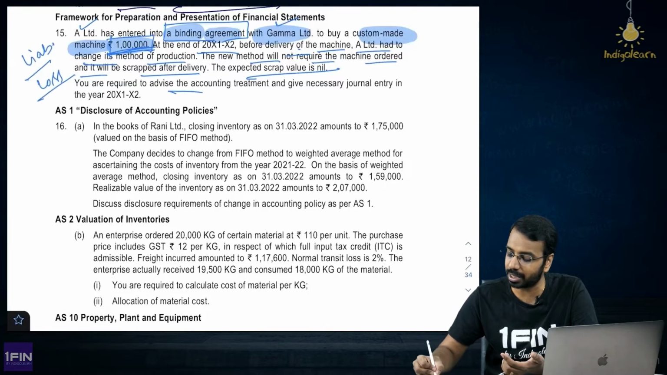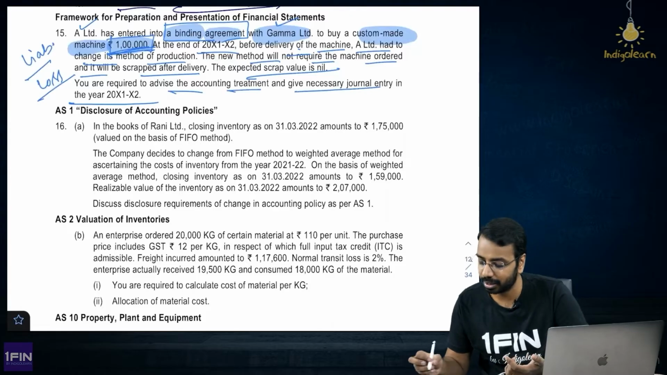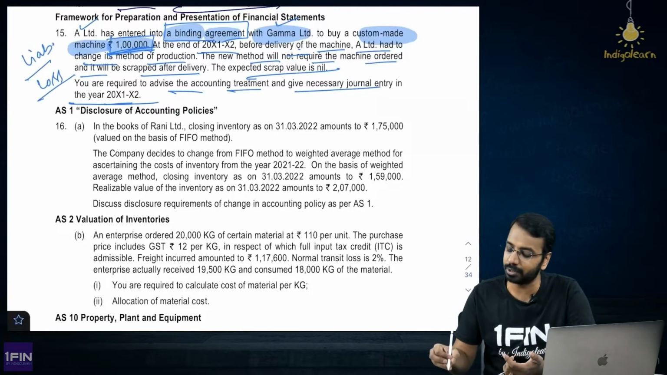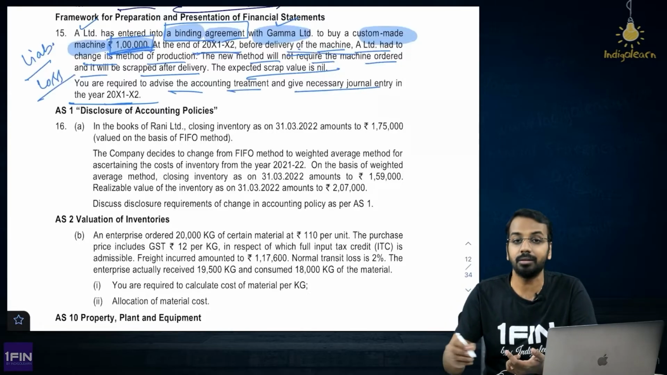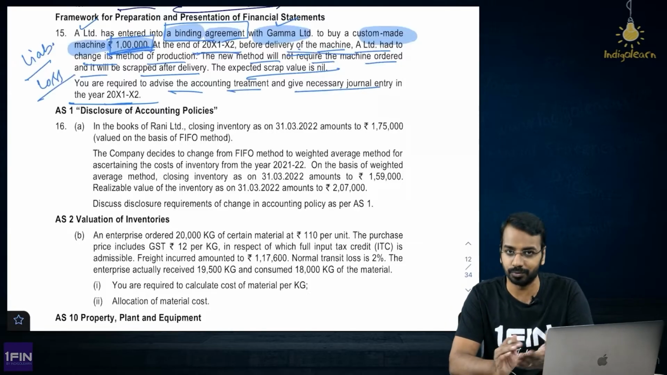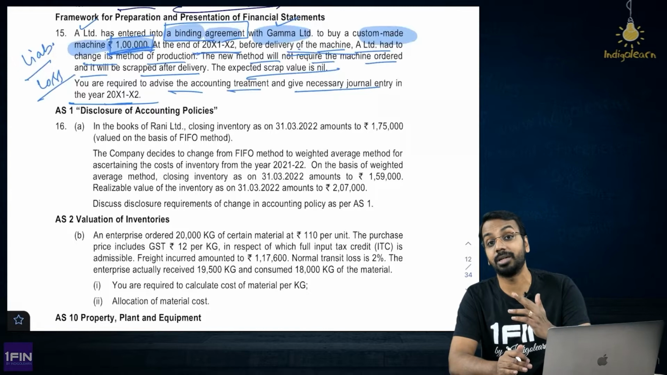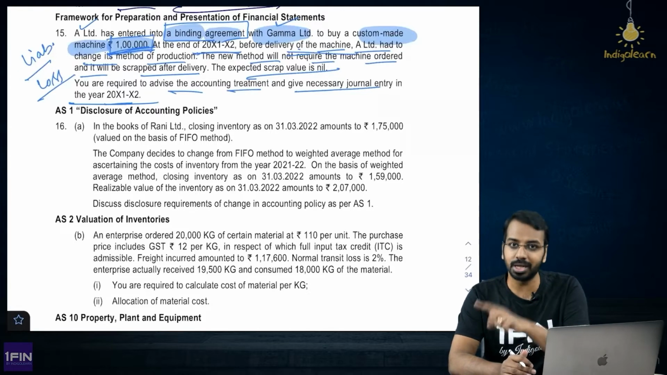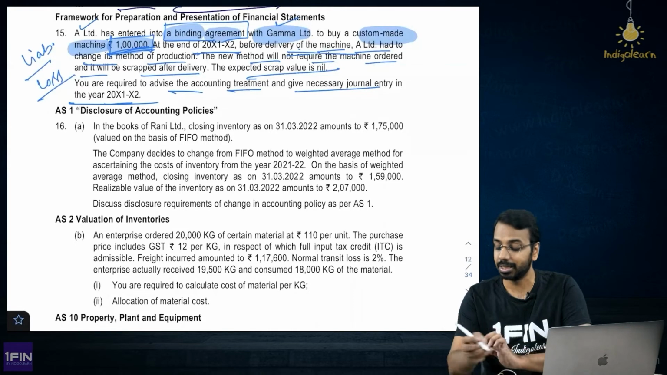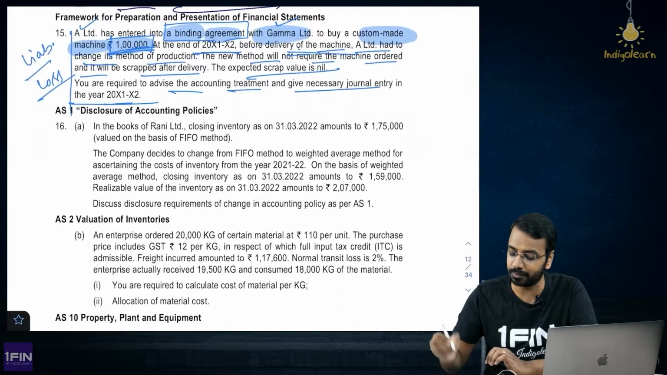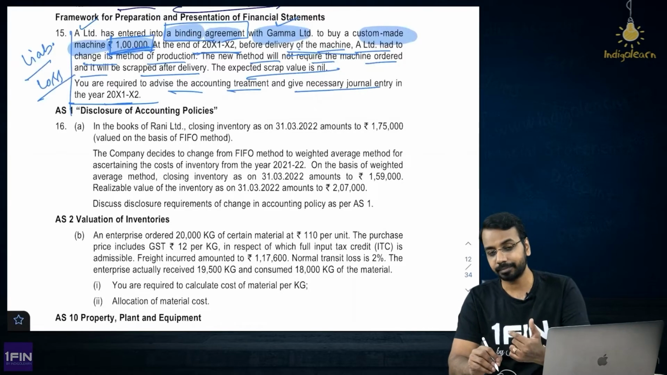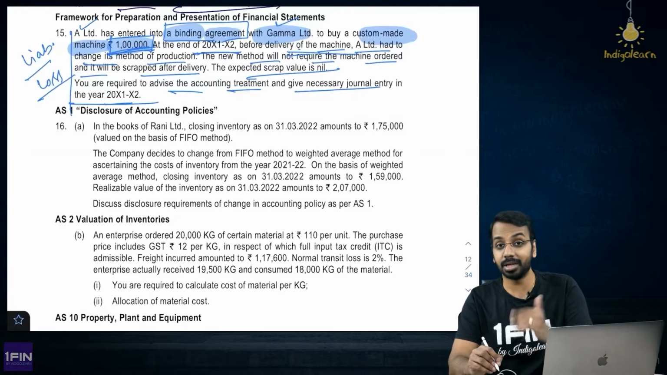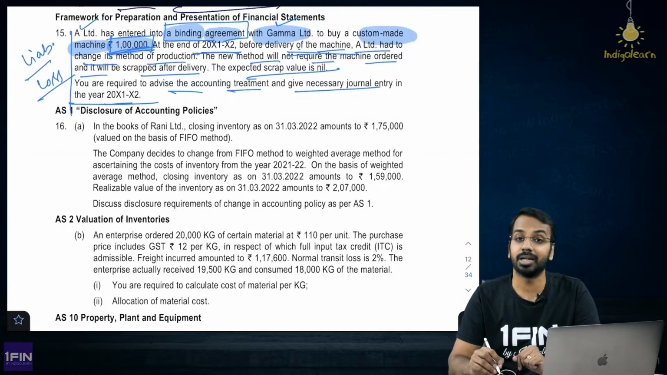You are required to advise the accounting treatment and give the necessary journal entry in the year ended year 1, year 2. Now one more thing you need to understand is, before the year end itself, we have changed the method of production. Before the machine was delivered, the machine may be delivered in the subsequent period, but you have changed the method of production, and hence this contract is no longer beneficial to us. We also call them onerous contracts, right? And because of that, we will be incurring a loss, and for that we need to create a liability.